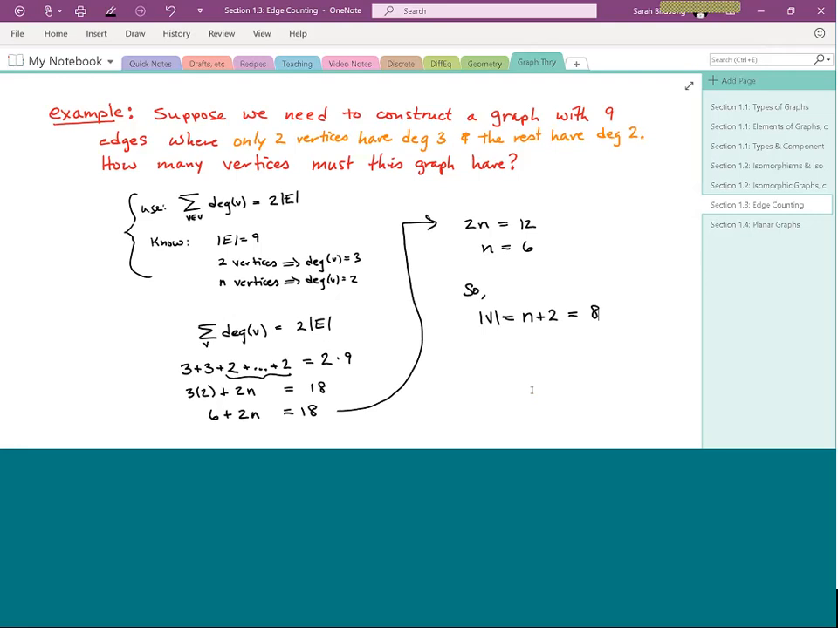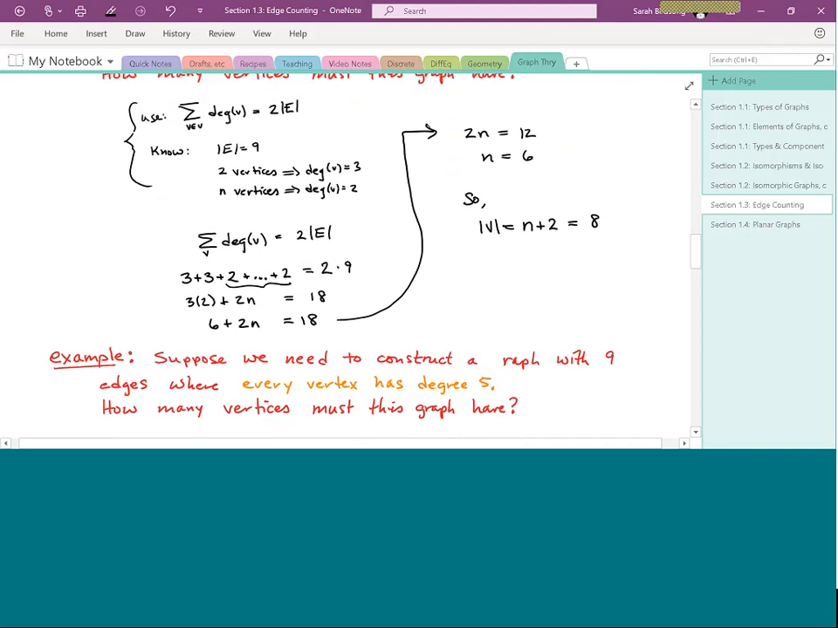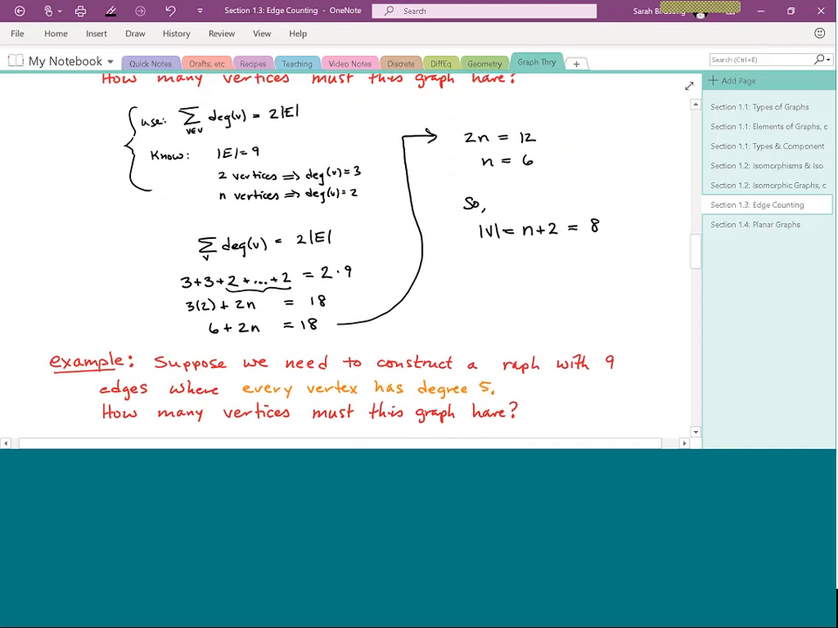All right, seeing no questions come in, I am going to scroll us down to the next question that again looks almost identical to the last 2 examples that we've had. There's only one change. Okay. So this one here, again, we want to construct a simple graph G. We want this graph to have 9 edges. And again, we change out the degrees on the vertices.